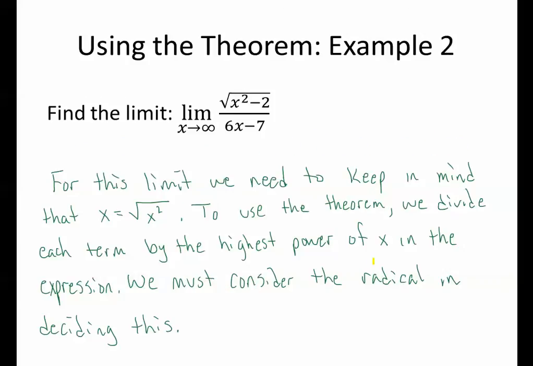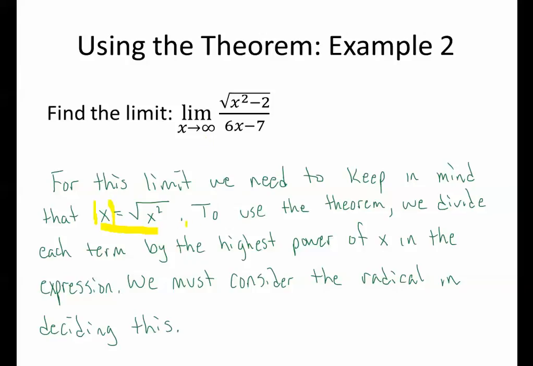The next example uses radicals. If we want to find the limit as x approaches infinity of the square root of the difference x squared minus 2 divided by 6x minus 7, we need to keep in mind that the power of x inside the radical and the power of x outside the radical might not necessarily match even though they're the same size. So keep in mind that x is equal to the square root of x squared inside a radical. Technically, we should put absolute values here because the square root of x squared is actually equal to the absolute value of x. Since we're going to positive infinity, we don't need the absolute values as much.